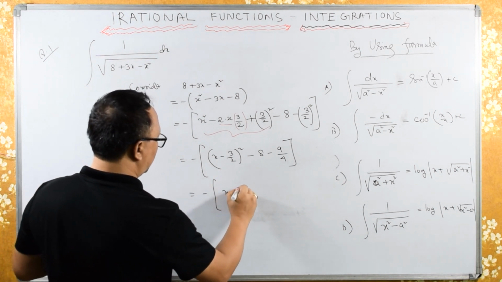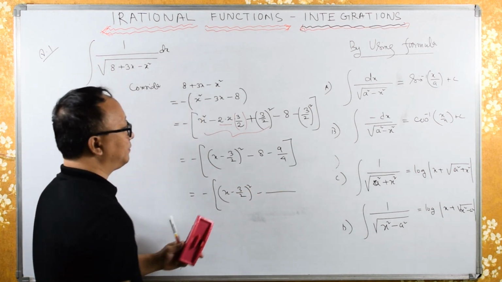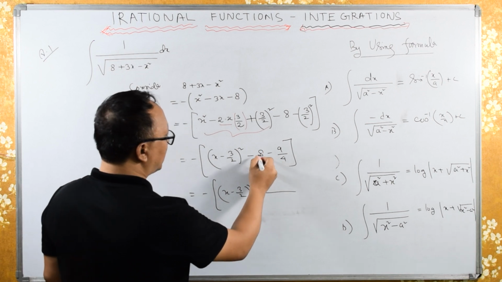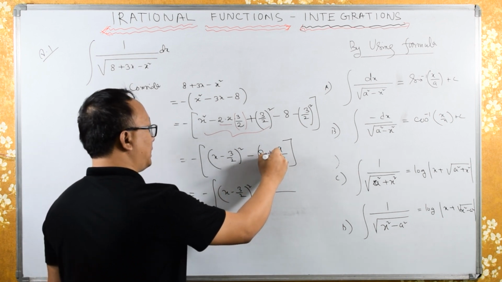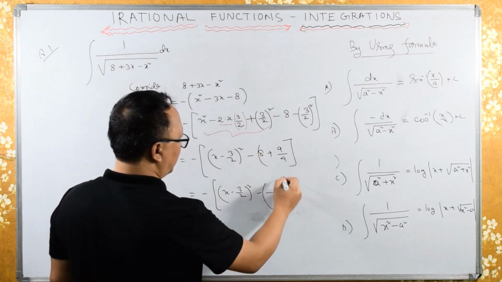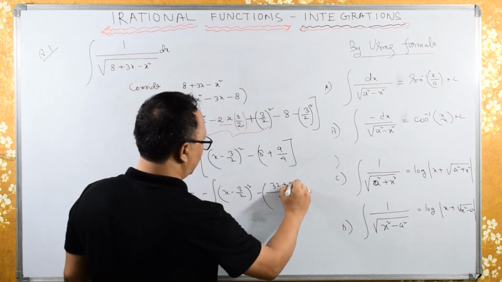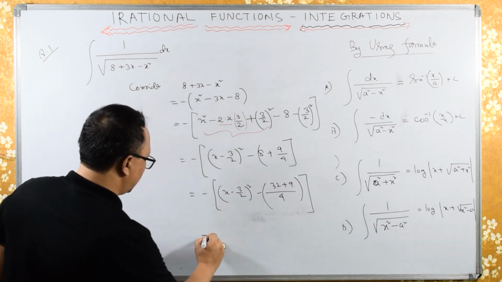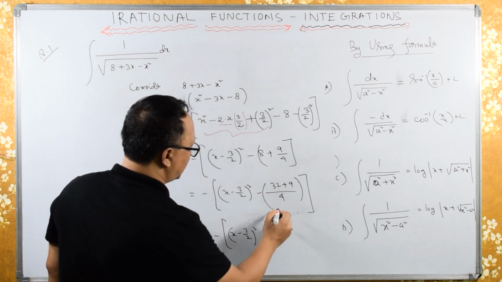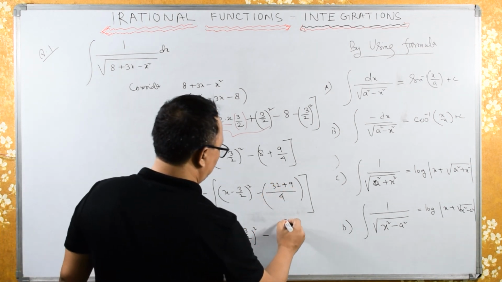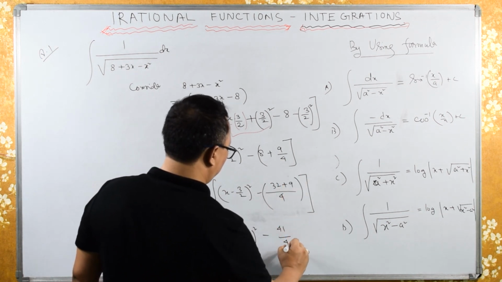Minus (x minus 3 by 2) the whole square minus. Here if I take LCM, or you can do one thing: if I take minus common, then this becomes a plus. So let's take minus here, 4, 32 plus 9. This is the same as minus (x minus 3 by 2) the whole square minus here 9, 10, 11, so 41 upon 4.